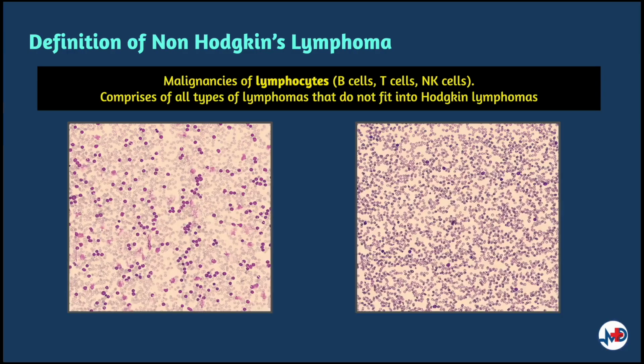Let's get started. First, let's look at what lymphomas are. Lymphomas are simply malignancies of lymphocytes. Lymphomas are classified into either Hodgkin's lymphomas or non-Hodgkin's lymphomas. In this deck of slides, we will be exploring non-Hodgkin's lymphoma, which is a broad term including all types of lymphomas that do not have Reed-Sternberg cells, which are characteristic of Hodgkin's lymphoma.